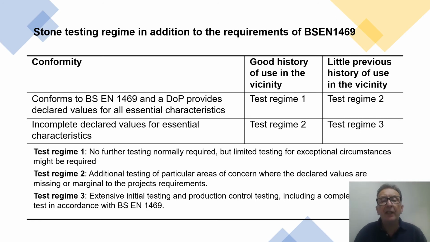This slide is taken from BS 8298 for cladding, but as an example of how the balance needs to be struck between available information in terms of testing data and the history of use. And it shows quite simply how the amount of testing that will be required increases where less information is known about that stone.